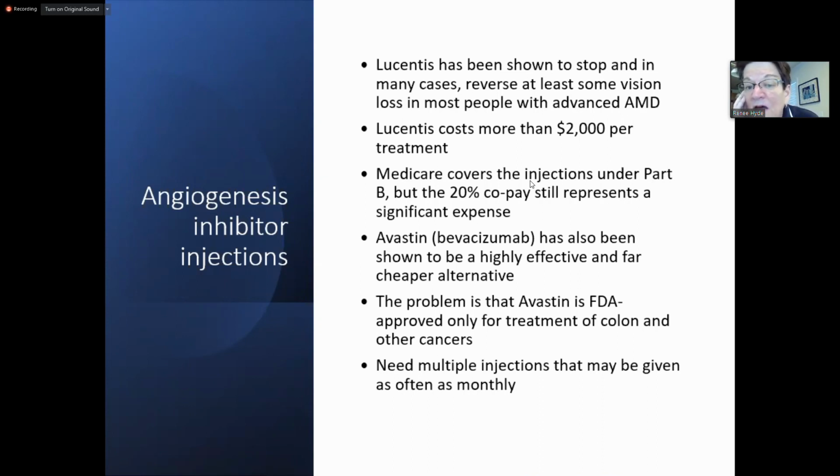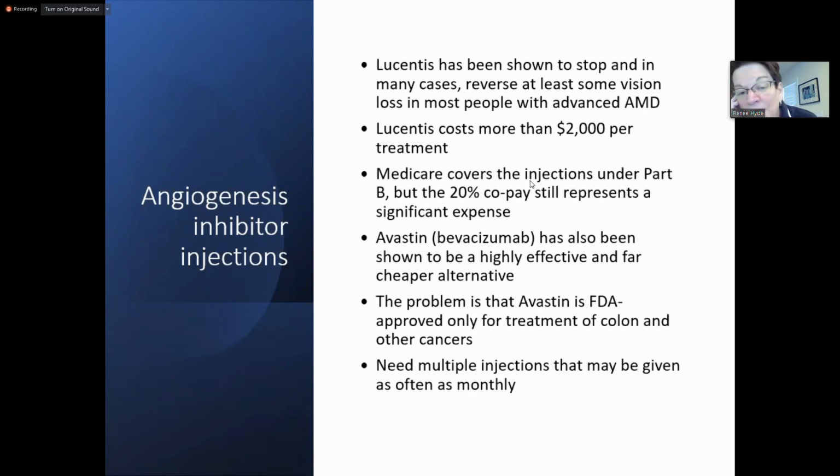Avastin is a monoclonal antibody that they use. It's approved for GI cancers, okay? But before Lucentis was developed, this was what was used to try to prevent the growth of those vessels. Now, it costs about $200 total instead of $2,000. However, it's not FDA approved for treatment of AMD.